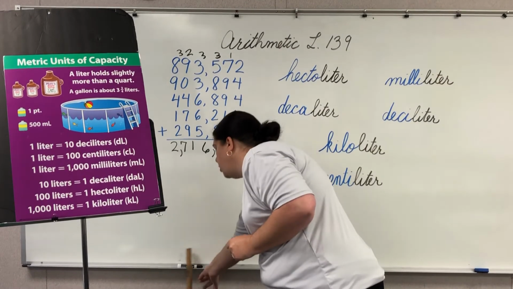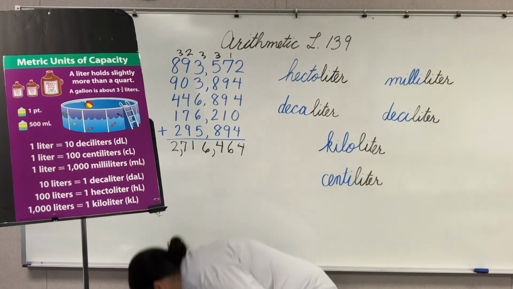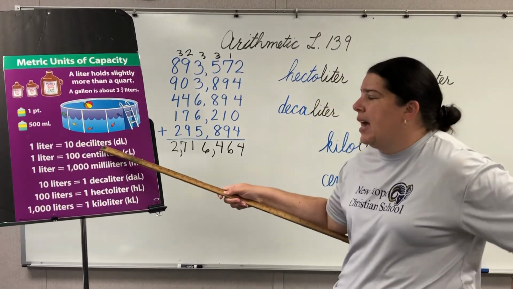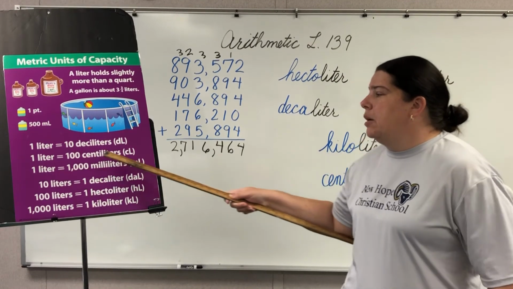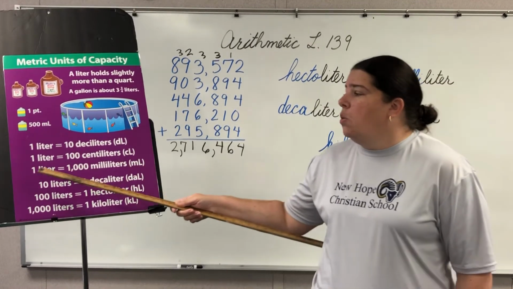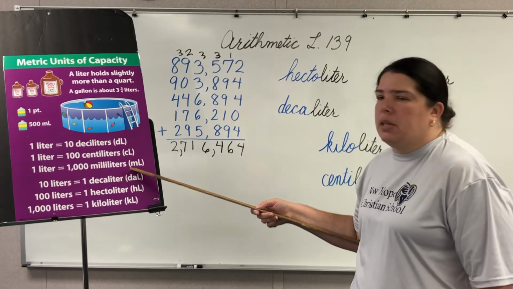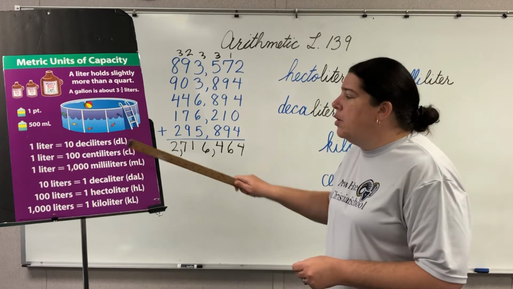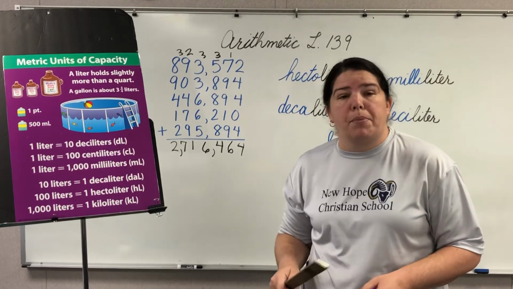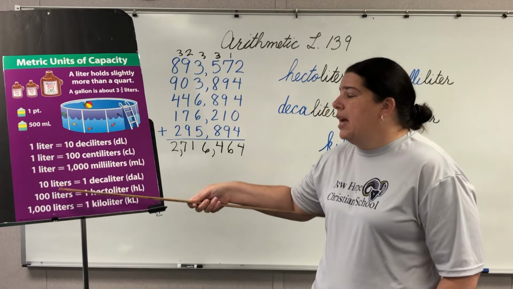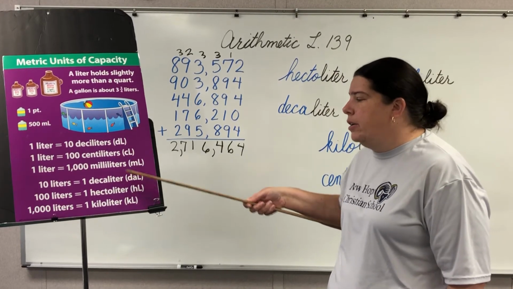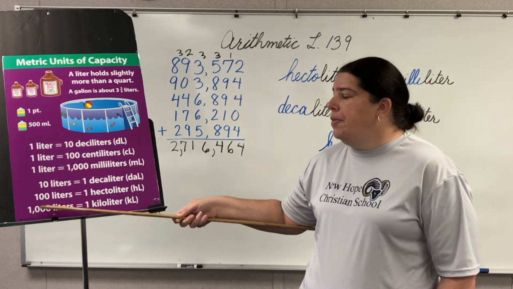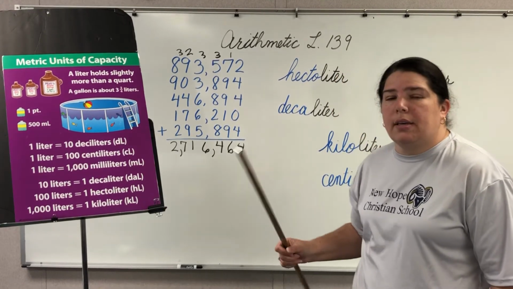So if you look here, we're going to do 1 liter equals 10 deciliters. 1 liter equals 100 centiliters. 1 liter equals 1,000 milliliters. The good thing about the metric system, it doesn't change. All of those still stay the same and they still represent the same amount. You have 10 liters equals 1 dekaliter. 100 liters equals 1 hectoliter. And 1,000 liters equals 1 kiloliter.